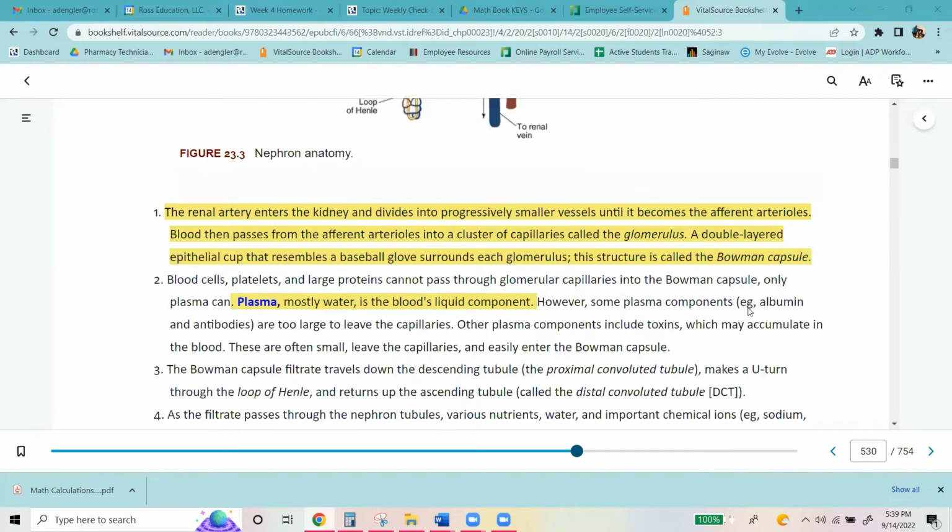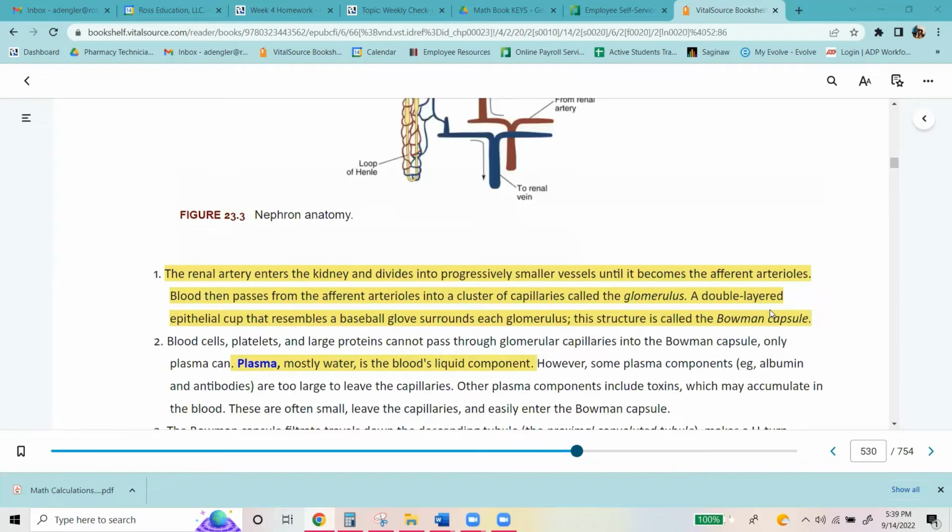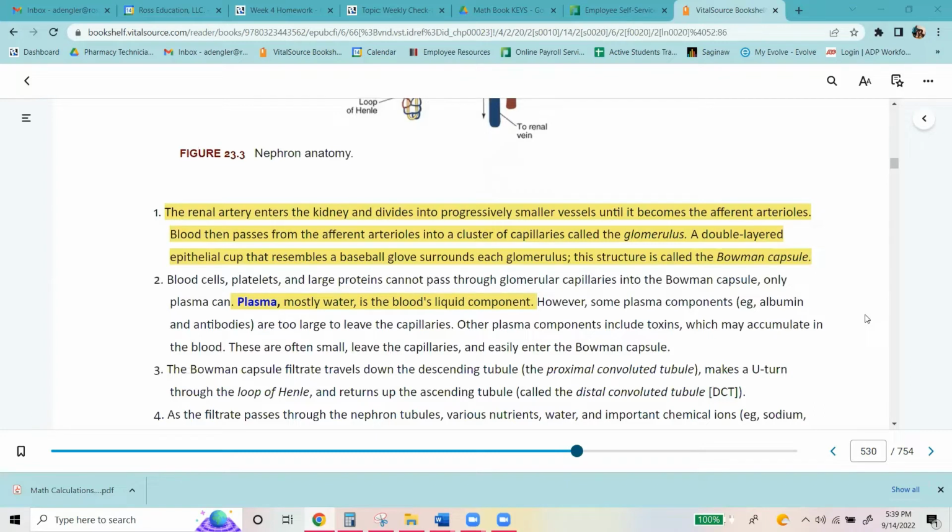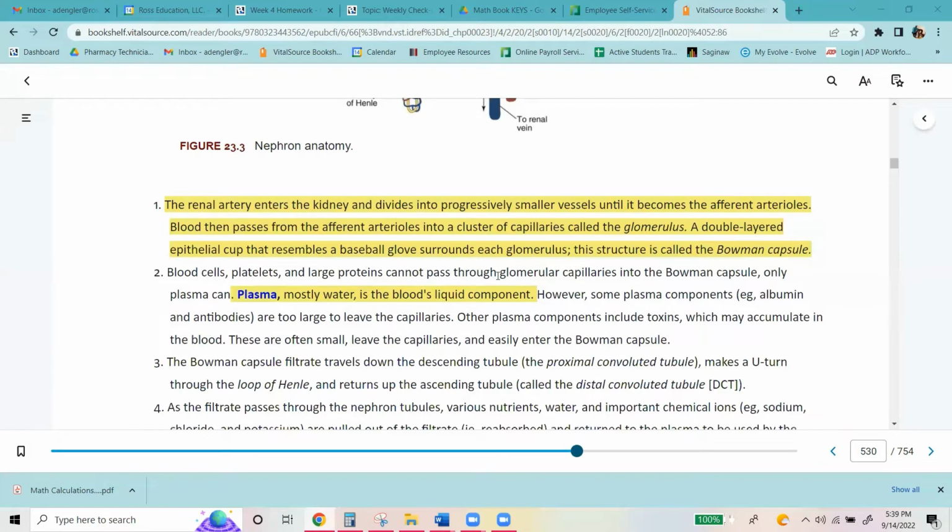The renal artery enters the kidney and divides into progressively smaller vessels until it becomes the afferent arterioles. Blood then passes from the afferent arterioles into a cluster of capillaries called the glomerulus. A doubled layer epithelial cup that resembles a baseball glove surrounds each glomerulus. This structure is called the Bowman capsule. Blood cells, platelets, and large proteins cannot pass through glomerular capillaries into the Bowman capsule. Only plasma can. Plasma is mostly water, is the blood liquid component.